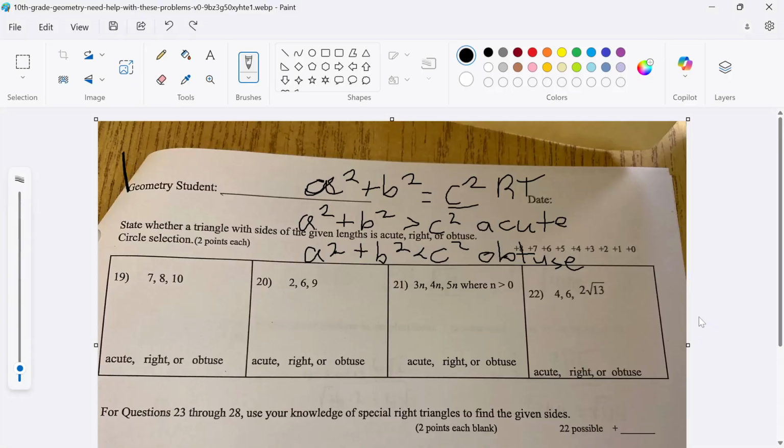Here's a question that's geometry. It says, state whether a triangle with the sides of the given lengths is acute, right, or obtuse. Well, here's the formulas to use. It's all based on the Pythagorean theorem.